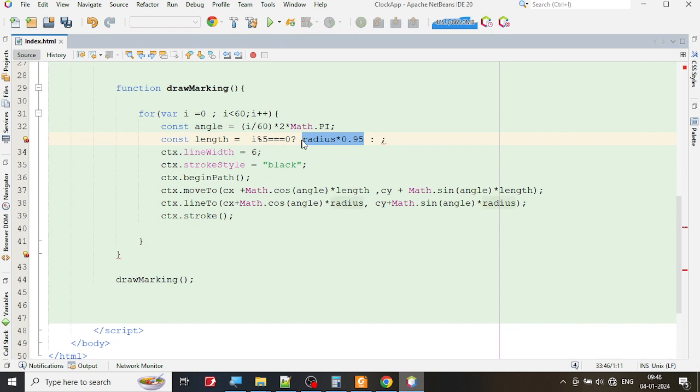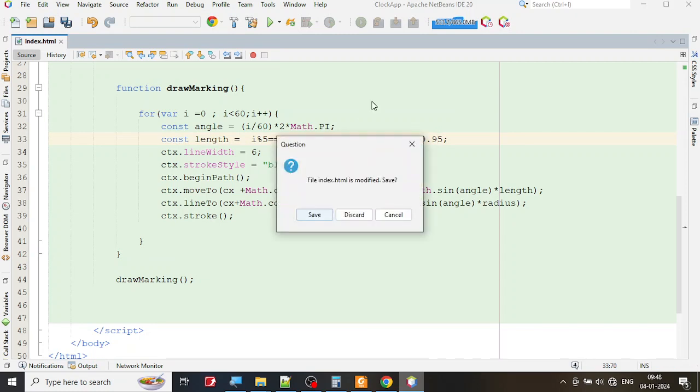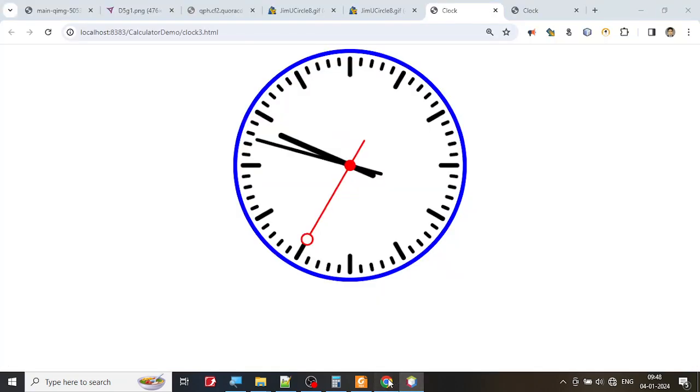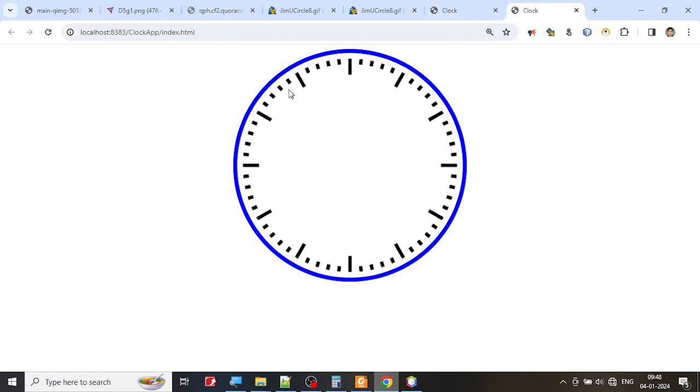So in other words, I am going to change the value of this marking depending upon the divisibility. So if it is divisible by 5, it is going to be 85, otherwise it is going to be 95. That is, the length must be larger for those, otherwise it must be smaller. So let's look at the effect now. You notice that it has come there. Beautiful, it has come there.